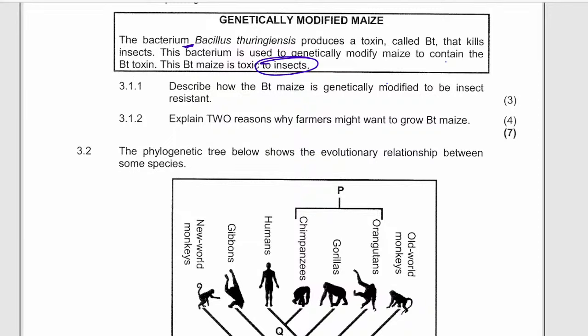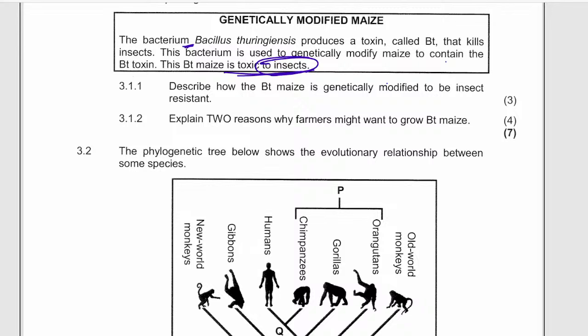All right. Explain 2 reasons why farmers might want to grow Bt maize. First of all, remember Bt maize produces this toxin. So this maize will reduce the pest damage. You understand? Also it decreases the reliance on chemicals, like the insecticides, because it is resistant. Therefore, first of all, it's going to reduce this maize from being attacked and damaged by the insects. That's number one.